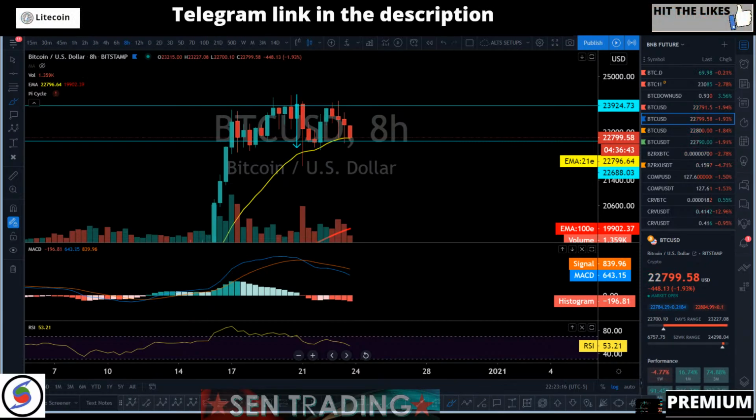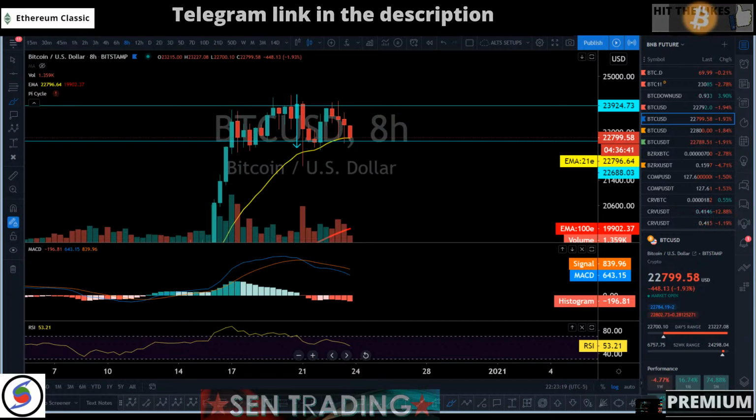We're going to check 0x. So if you have any alts you want to check, just put them in the chat room so we can talk about those alts.